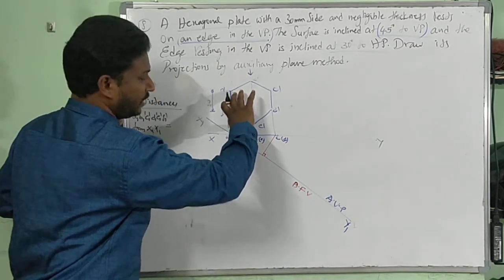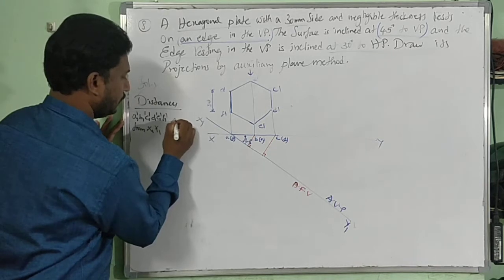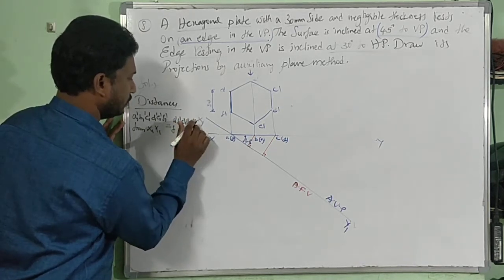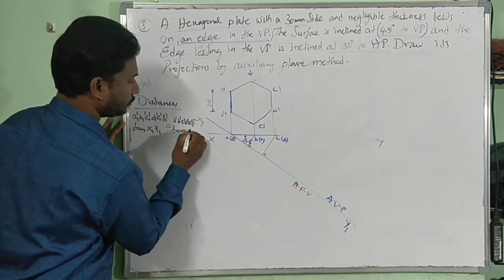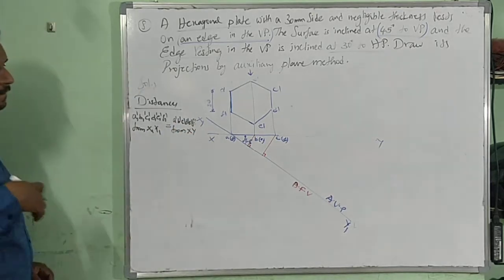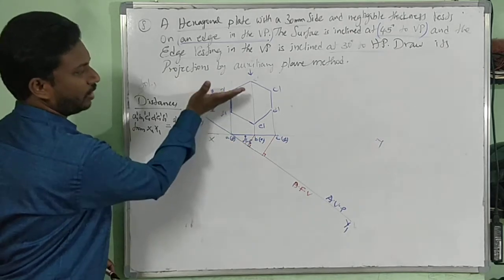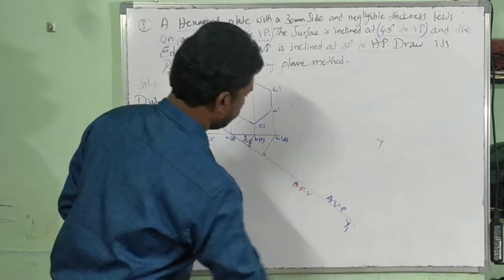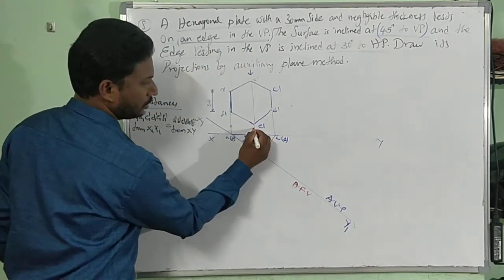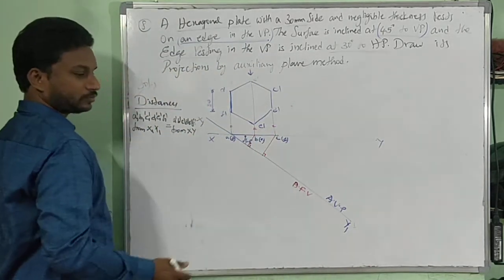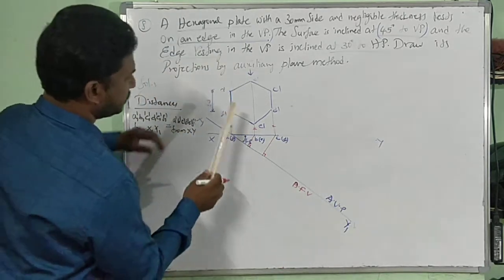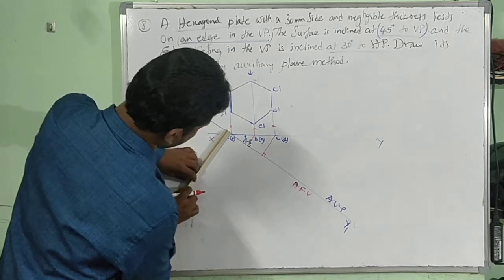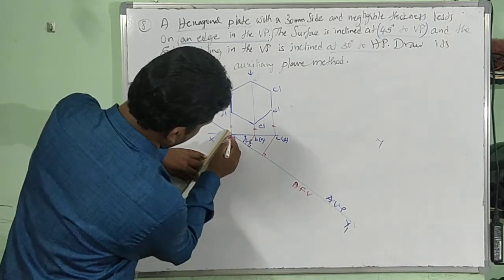Distances from XY of the front view, that is nothing but A dash, B dash, C dash, D dash, E dash, F dash from XY. Whatever distances A dash, B dash, C dash, D dash are from XY, those distances are to be drawn. I am drawing those lines. See, this simple short line with a perpendicular here.